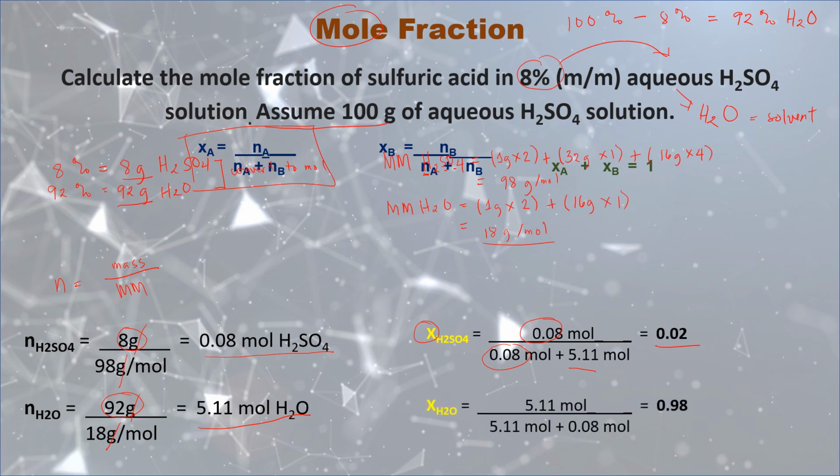The mole fraction for water is 5.11, the number of moles for water, divided by 5.11 plus 0.08 mole for H2SO4. The answer is 0.98. So the answer for this problem is 0.02 and 0.98. To check if you got the correct answer, these two must add up to 1. 0.02 plus 0.98 equals 1, so our solution is correct.